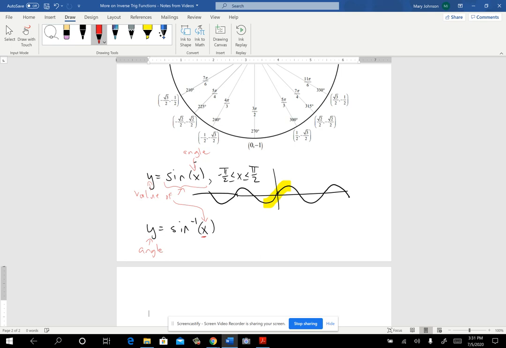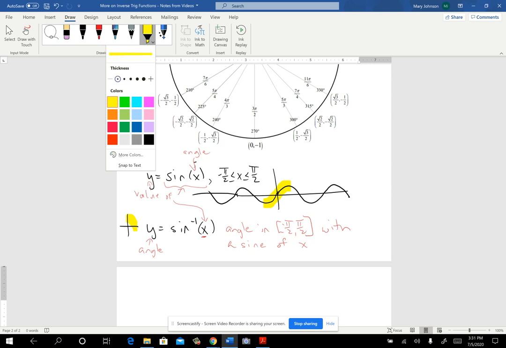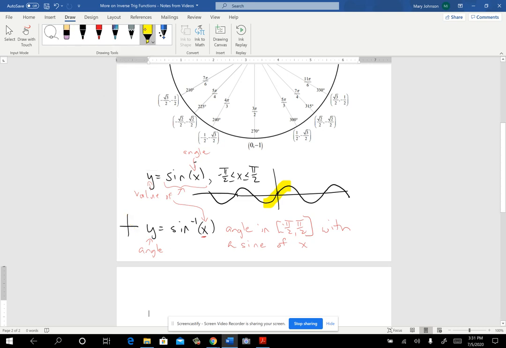So sine inverse of x, you should think of as the angle in the range from negative pi over 2 to pi over 2 with a sine equal to whatever x is, okay? All right, and it helps to think about this on a unit circle. It helps for me to think about that as being there. That's negative pi over 2 to pi over 2, okay?